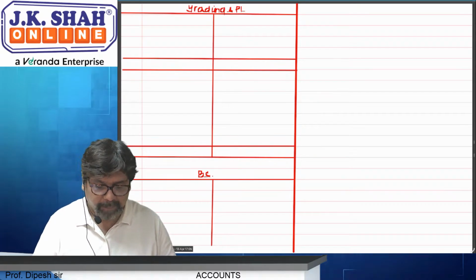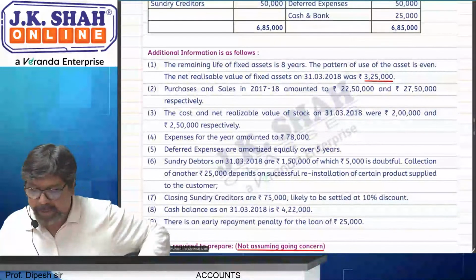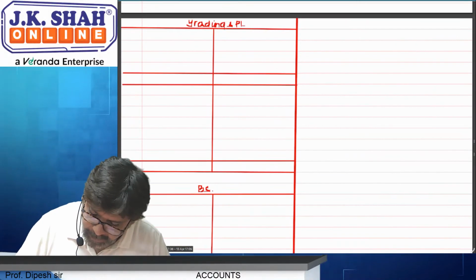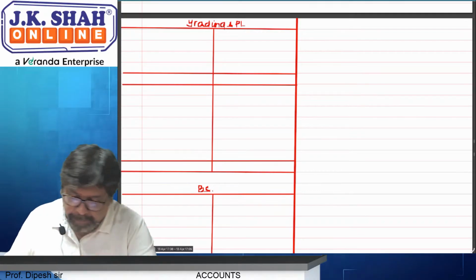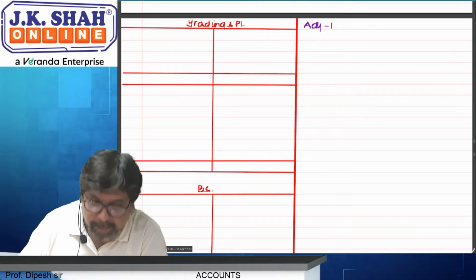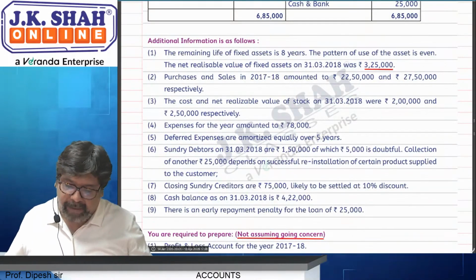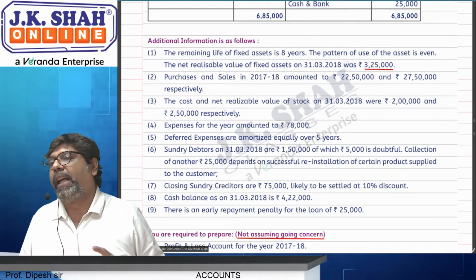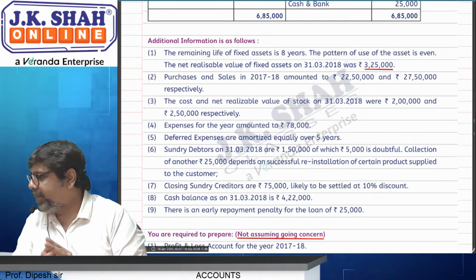चले. Now chartered, adjustment number 1. Adjustment number 1 says, chartered क्या बोल रहा है? Adjustment number 1 is stating that remaining life of the asset is 8 years. The pattern of the usage of the asset is even and the net realizable value of the asset is 3,25,000. So according to you, if you are not following going concern, asset should appear in the balance sheet at net realizable value. Yes, no?